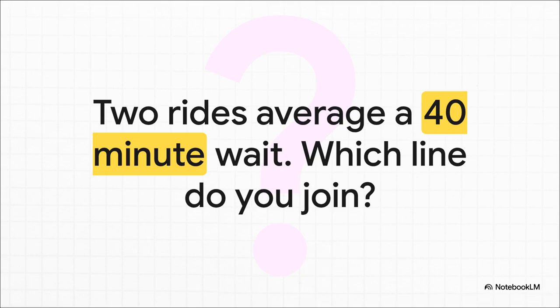Okay, let's just jump right into this with a simple question. Picture this. You're at a theme park. You've got two awesome rides in front of you, and the signs for both say the average wait time is 40 minutes. Based on just that one number, they seem exactly the same. So, which line do you get into? It feels like a total coin toss, doesn't it?